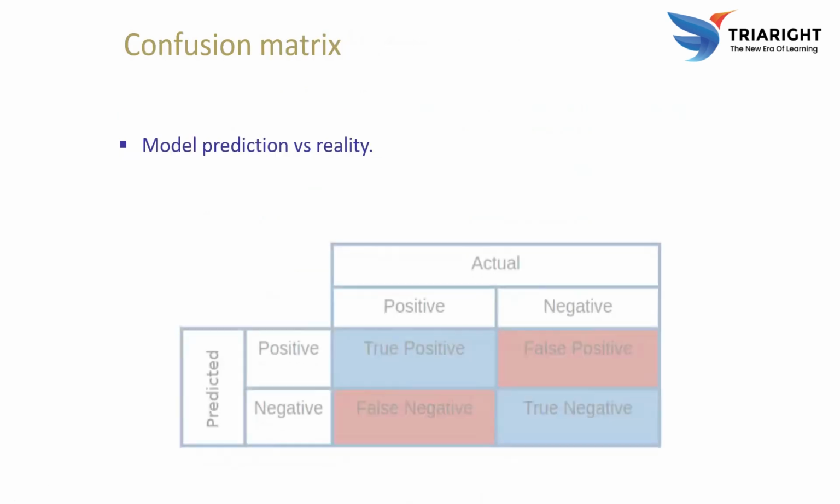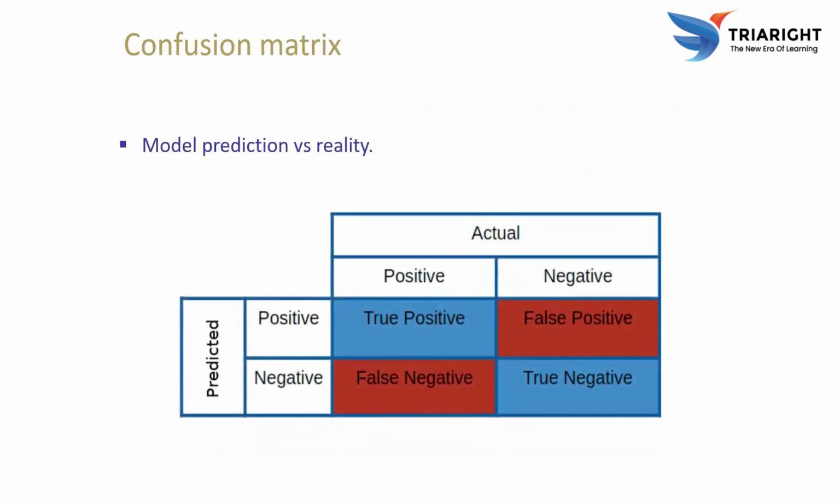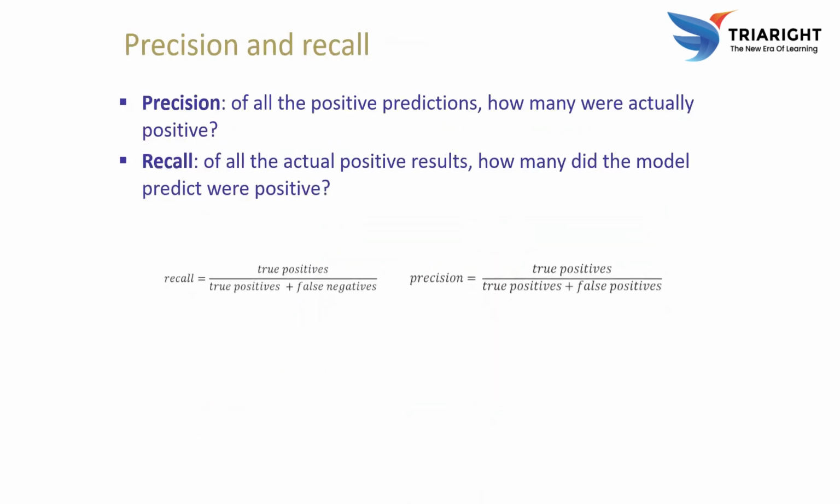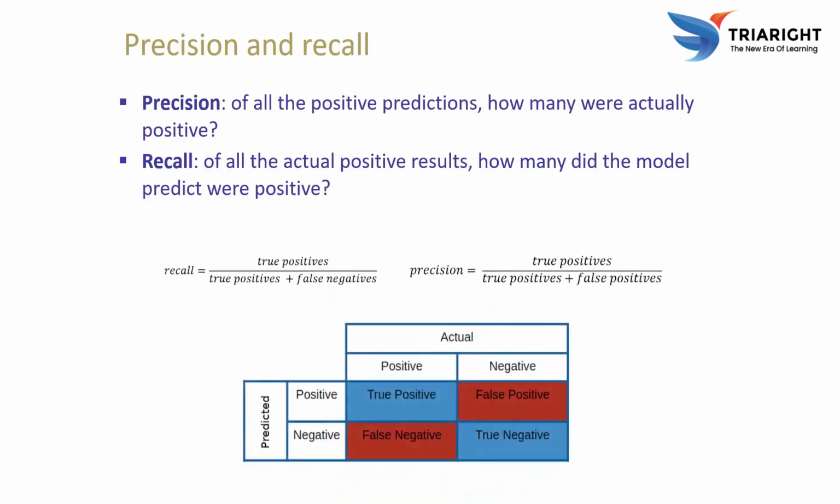The confusion matrix compares model predictions versus reality. We have true positive, true negative, false negative, and false positive. From it we get two common metrics, precision and recall. Precision: of the positive predictions, how many were actually positive. Recall: of all the actual positive results, how many did the model predict as positive. Precision and recall are metrics derived from the confusion matrix.